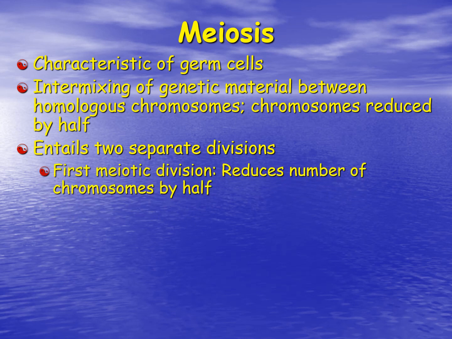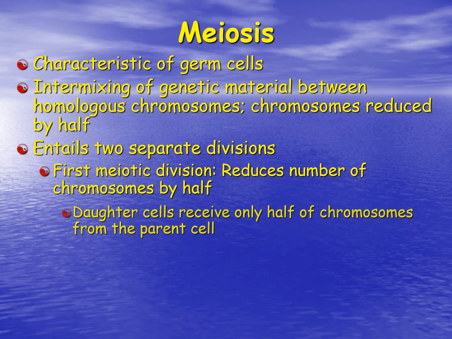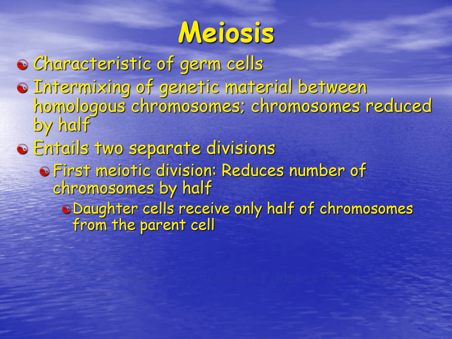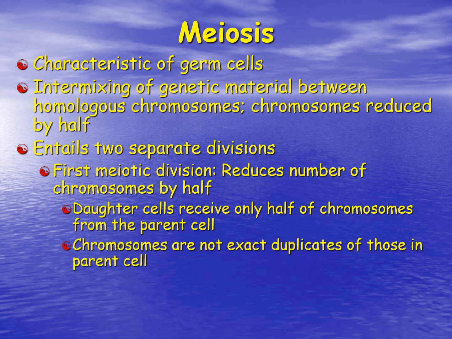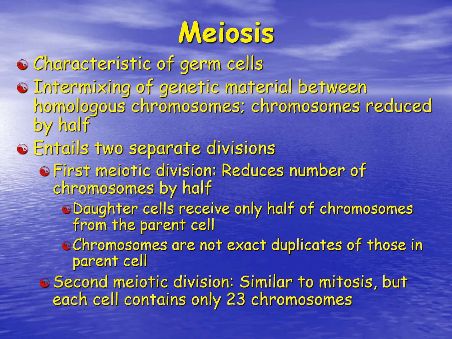The first meiotic division reduces the number of chromosomes by half, so we go from 46 to 23 chromosomes. But before the second meiotic division, those will replicate, so that in the second division we divide again, and each of those daughter cells will receive 23 chromosomes. So the daughter cells receive only half of the chromosomes from the parent cell in each division. The second meiotic division will be similar to mitosis, but each daughter cell will only contain 23.